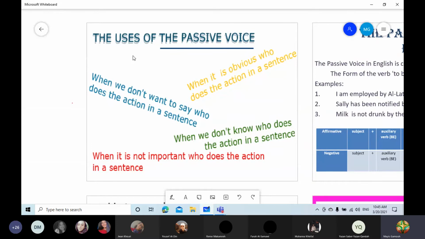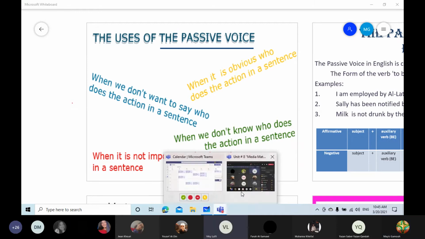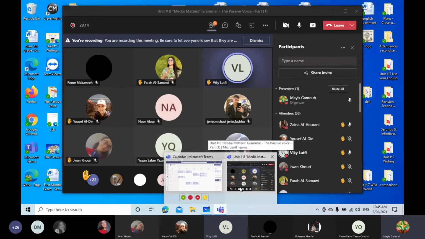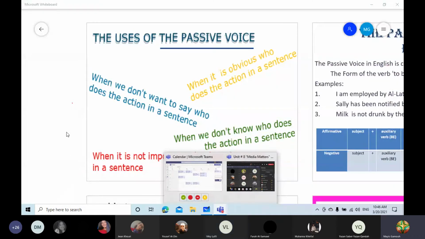Teacher Mice. When it's okay, wait, Zaina. Yes, dear. Teacher, I am sorry, I left for a bit because the internet disconnected. Okay, all right. It's okay. It's okay, Vicky. All right.